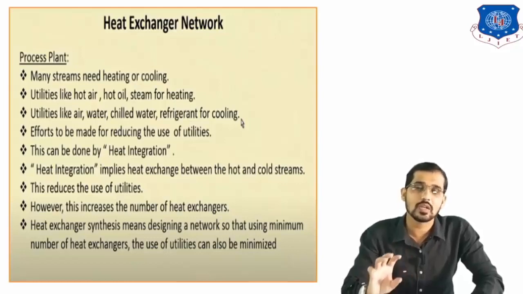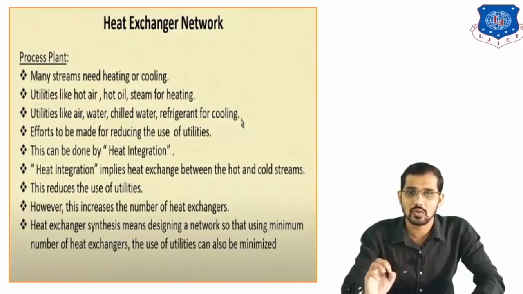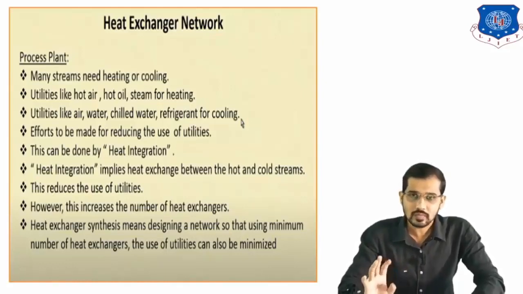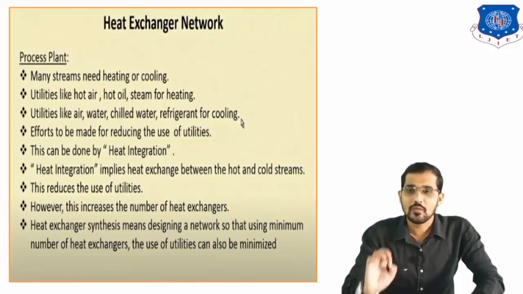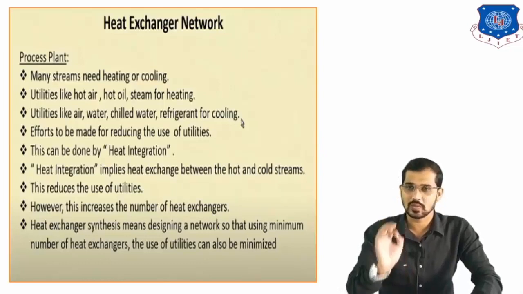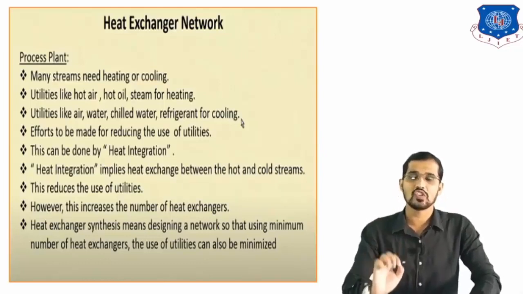So these are nothing but external cooling utilities. For example, you can see refrigerant, chilled water, water and air, that is nothing but cooled air. After that, you can see efforts to be made for reducing the use of utilities. I told you what is the meaning of process integration and what is the meaning of heat exchanger network.